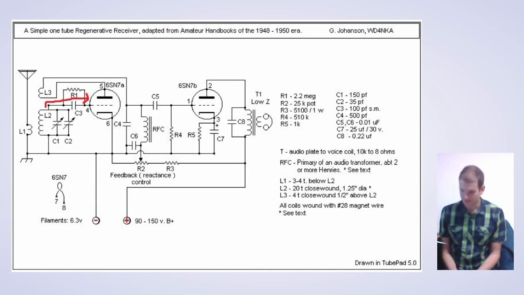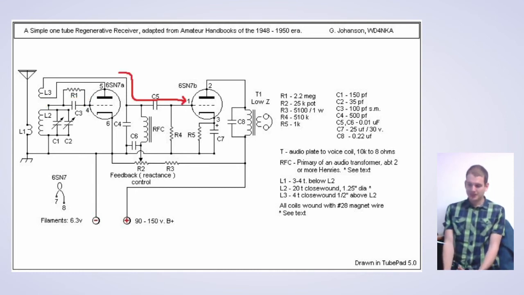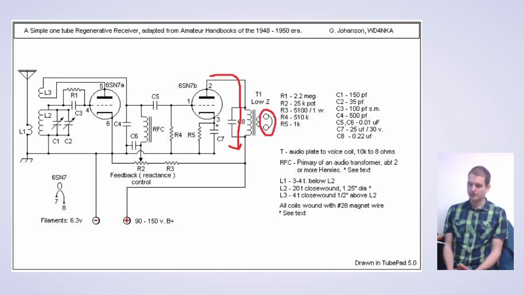anode circuit. Then the signal flows through the capacitor C5 and it's connected to the second vacuum tube, which serves as a power amplifier. If we connect an audio transformer to this second tube, and if we connect the headphones or speaker, we can hear the music or the speech in the speaker.